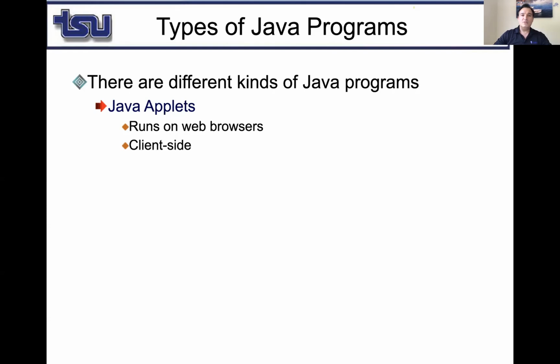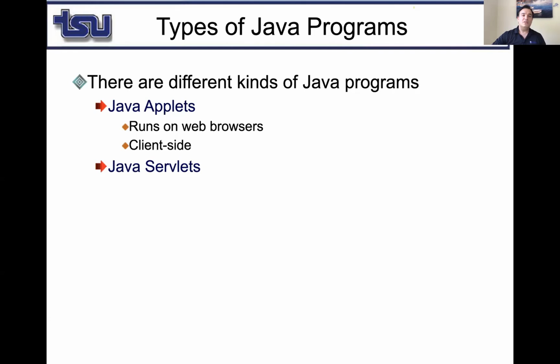Early browsers typically had static content, but with the addition of Java and Java applets particularly, we started having animated images and things like that. So it brings more dynamic content to the web browsers.